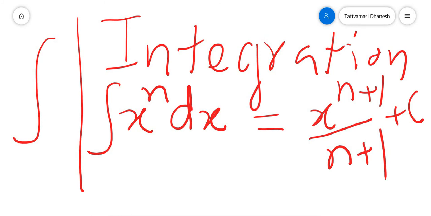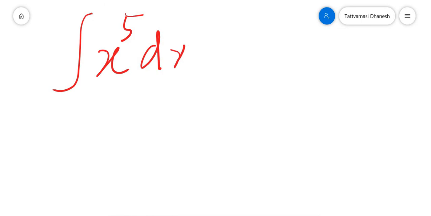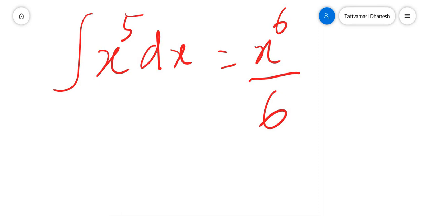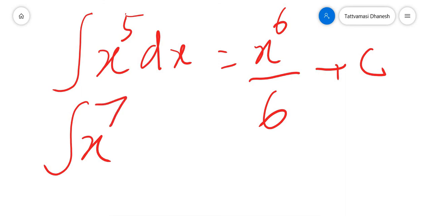Now we will apply this formula in different cases. So what is the integral of x raised to n? It is x raised to n plus 1 by n plus 1. In the same way, what is the integral of x raised to 5 dx? It would be x raised to 5 plus 1 by 5 plus 1, that is x raised to 6 by 6. That's all, plus a constant will be there. Then the integral of x raised to 7 dx.